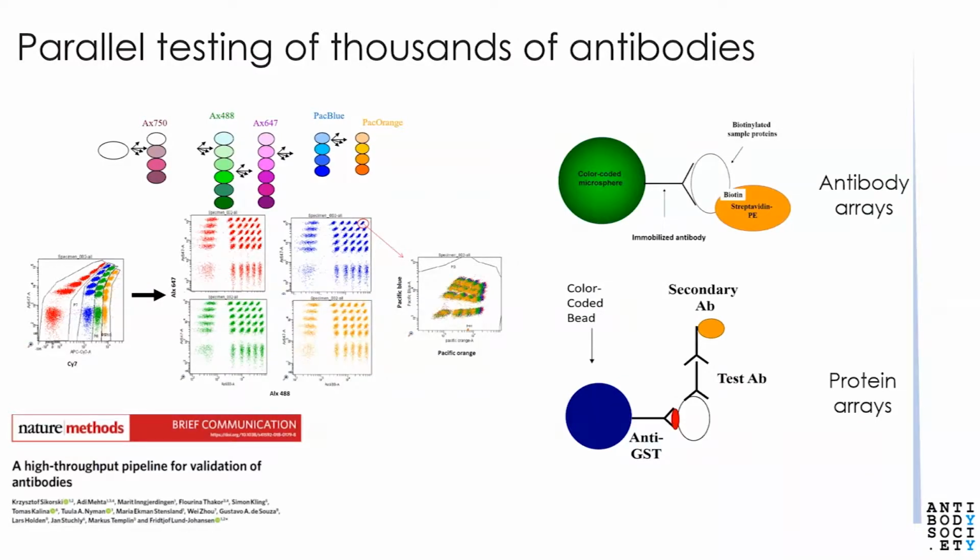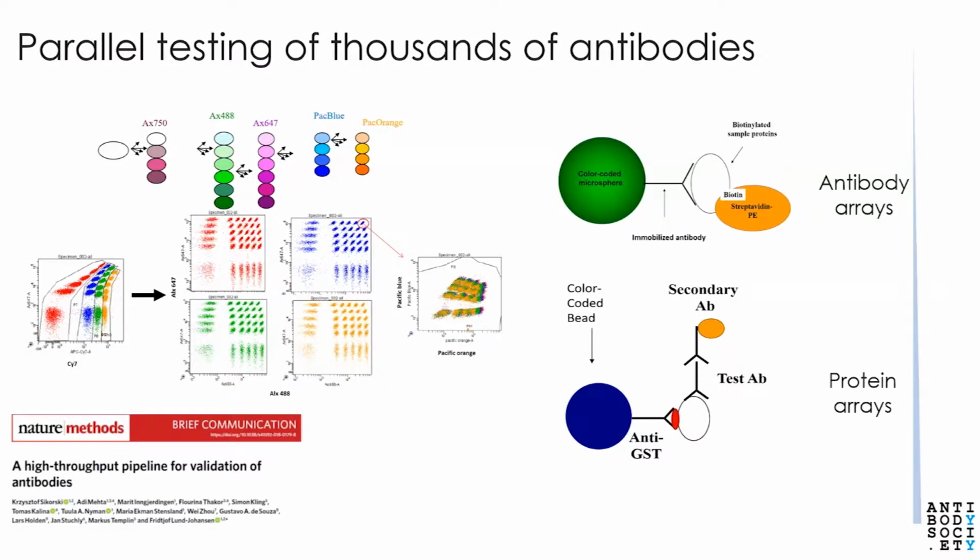When we make antibody arrays, the antibodies are coupled to the color-coded microspheres, and they are used to immunoprecipitate biotinylated protein from samples such as cell lysates. To detect protein binding, the beads are stained with streptavidin, which binds to biotin, and the streptavidin is fluorescent by phycoerythrin. And then the beads are analyzed in a flow cytometer capable of reading the color codes from the beads and also measuring fluorescence from streptavidin.